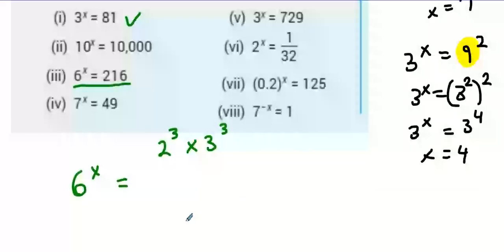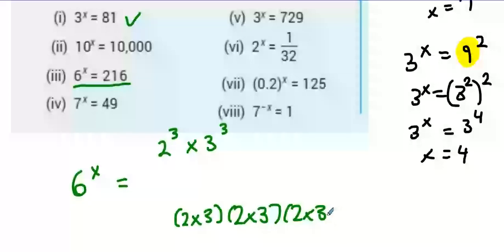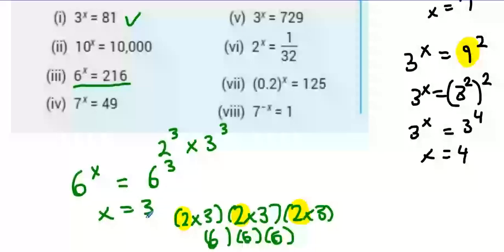Now, there is a problem there. Would everybody agree that that also means 2 multiplied by 3, another 2 multiplied by 3, and another 2 multiplied by 3? Because in total, that'd be 3 2s and 3 3s. So technically speaking, it is 6 to the power of 3, isn't it? Because that's 6, 6, and 6. So that's x equals 3, okay with you guys?